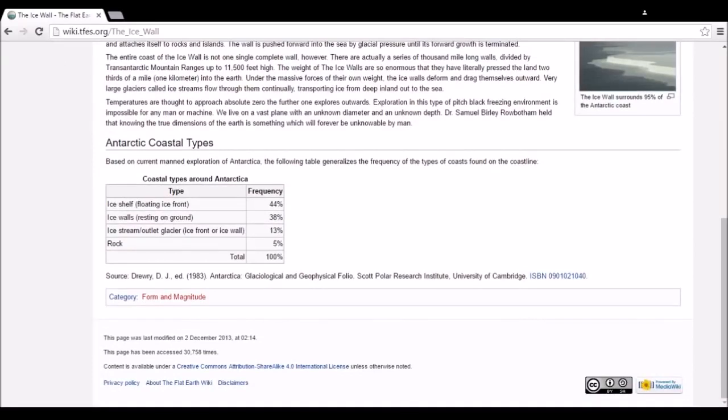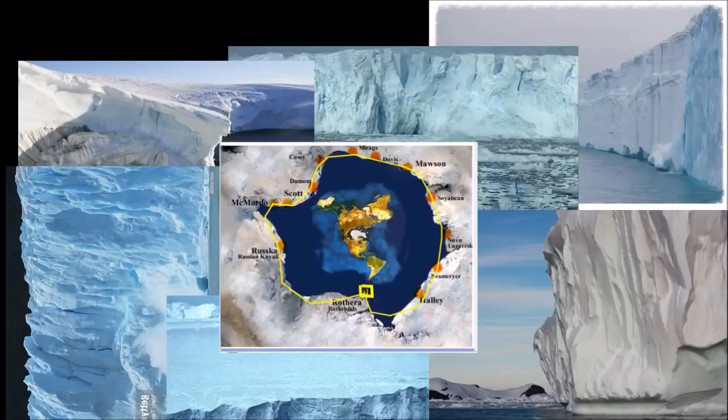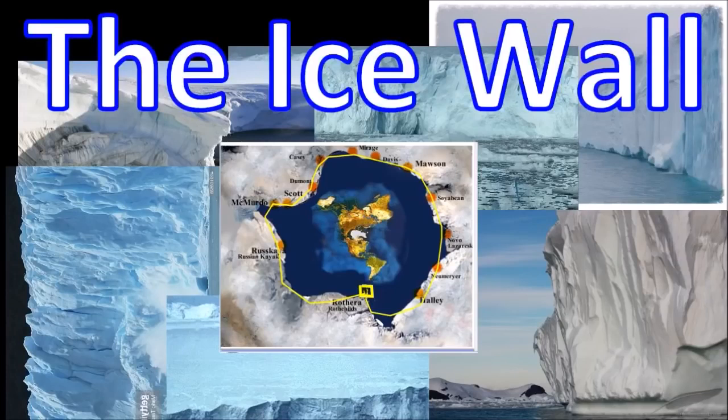It says that they've actually done statistical analysis of this, and that one ice shelf is floating in front of ice at a frequency of 44% based on the current manned exploration of Antarctica. They're talking about how Antarctica is the ice wall and how one is the other, and how when we're shown the CGI of Antarctica, they're actually routinely discussing the outline, if you will, of the actual perimeter of this ice wall.